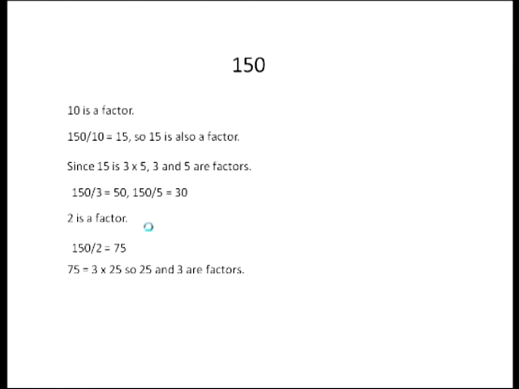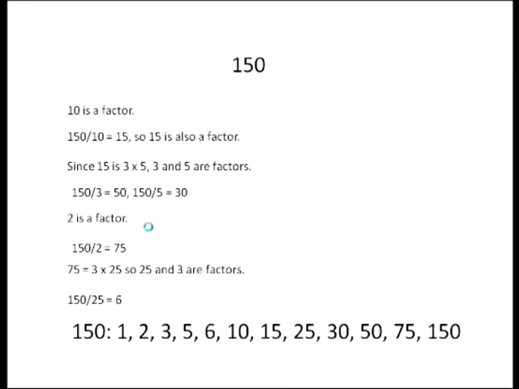75 is 3 times 25. So that means both 25 and 3 are factors. Now we already knew 3 was a factor from before, but 25 is a new one. Okay, 150 divided by 25 is 6. So you see how I can just start logically going through the list, and that little list of tricks before helped me. All right, and here's actually all the factors of 150.